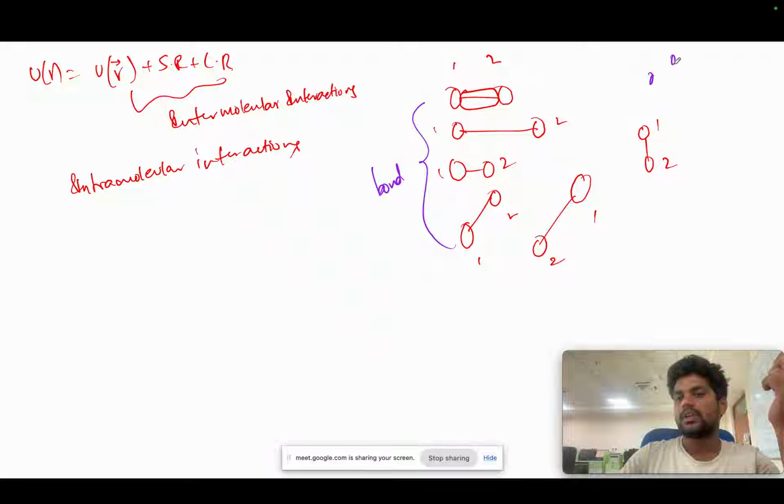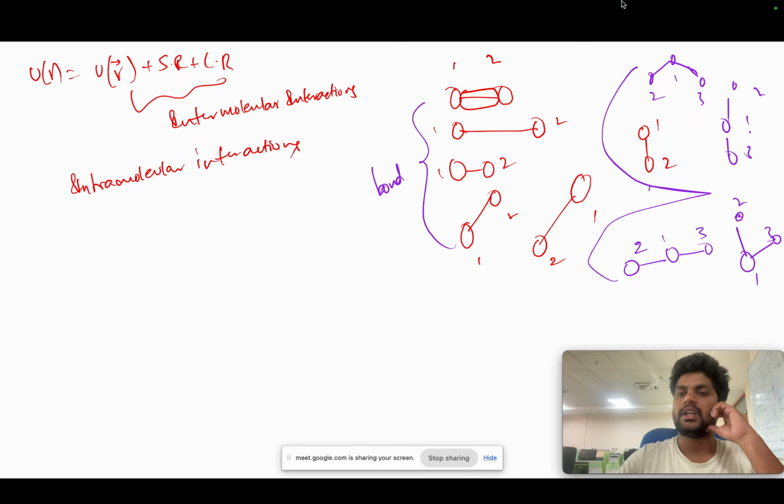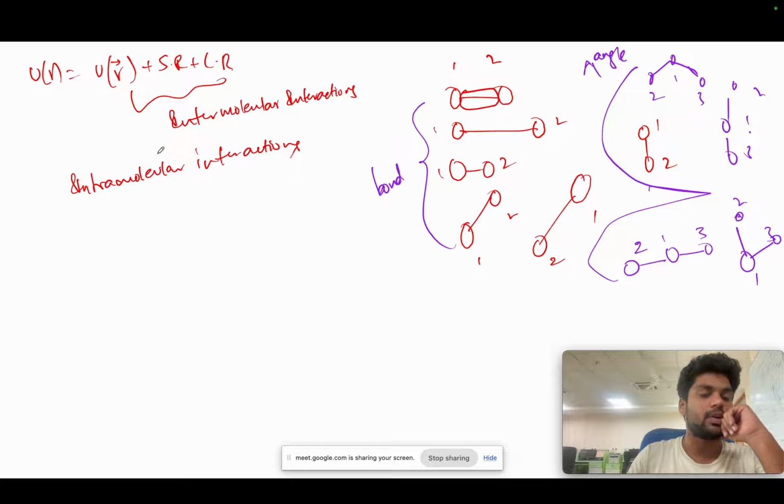And what if we have this type of molecule, 1 2 3, 2 1 3, 2 3. If you see here, the difference is in the angle. So not only the short range and long range intermolecular interactions, we also need to consider the interactions between the atoms which are bonded, the intramolecular ones, along with the intermolecular ones.